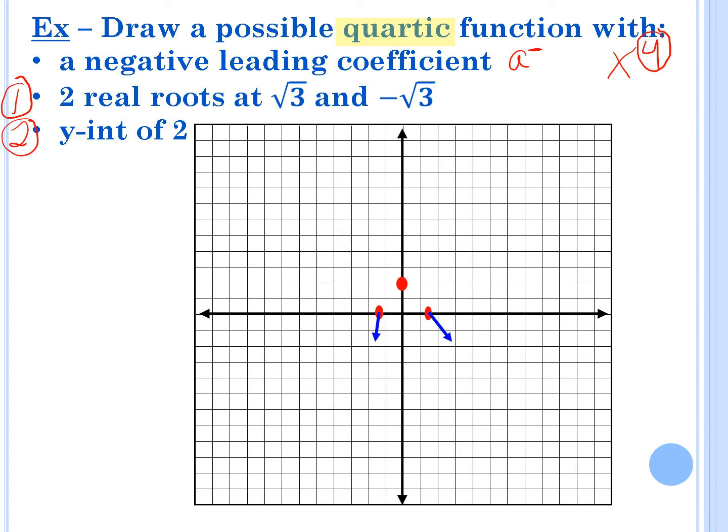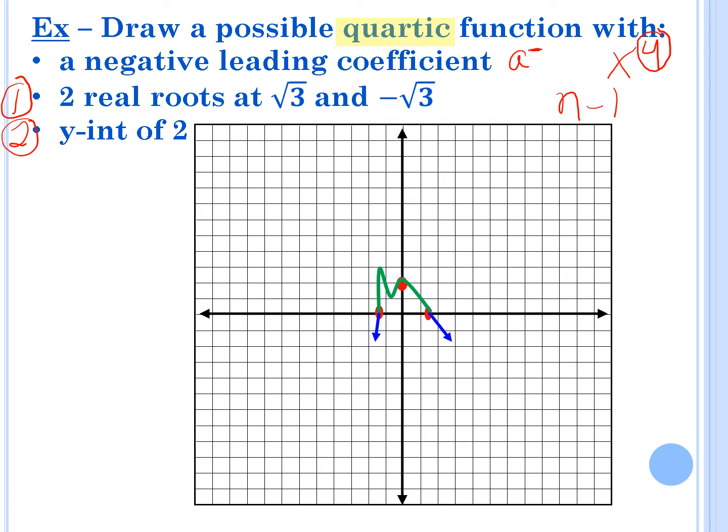All right, now the quartic tells us one more thing. Go back to n minus 1. 4 minus 1 is 3. That means we can have a maximum of 3 turns. So as long as you have 3 turns and you make it so that it goes through the y-intercept as well, you're good. So it might look something like that. See, there's 1, 2, and 3 turns right there.